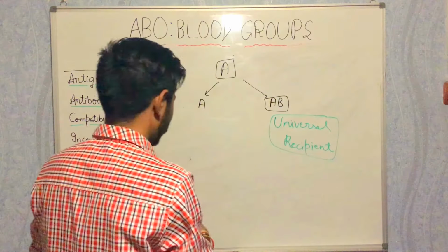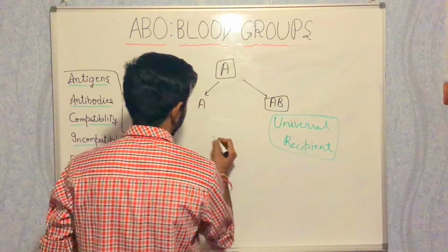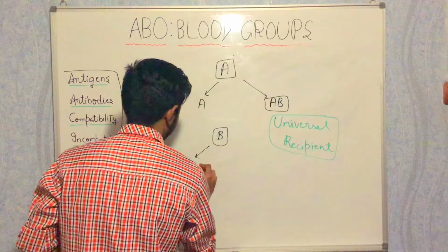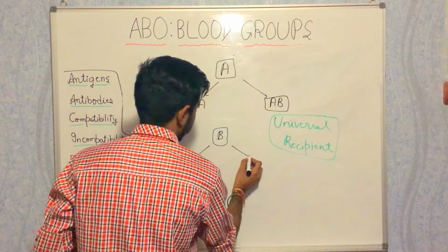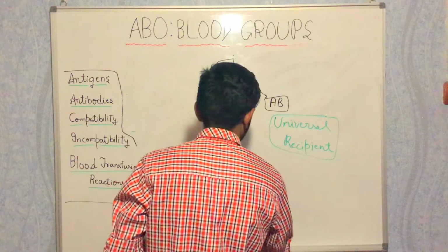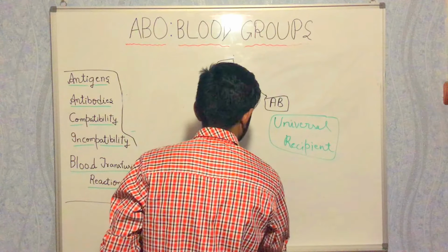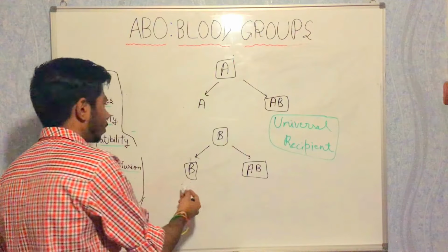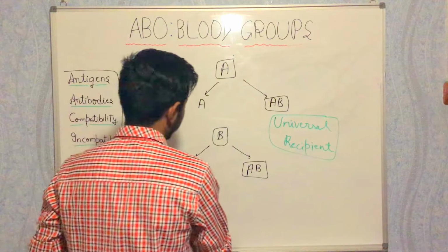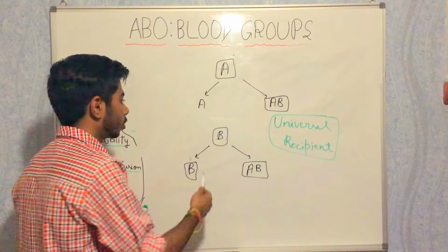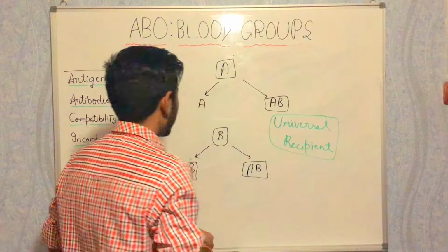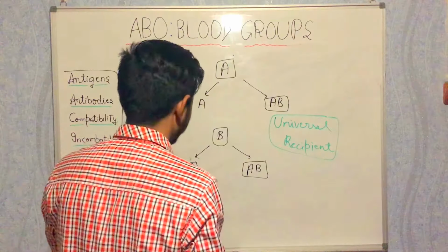Okay. Now if we talk about blood group B, again it can be given to a blood group B person and a blood group AB person. AB, because they don't have antibodies again, and B will have anti-A antibodies, so they will not react to blood group B.